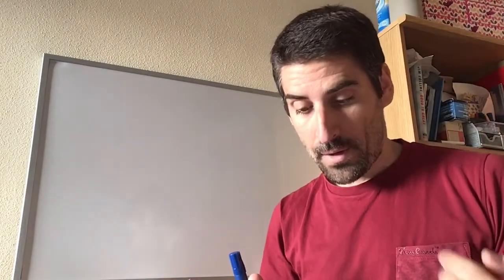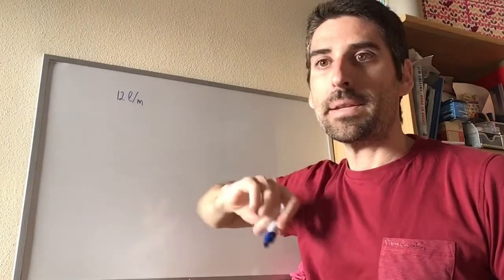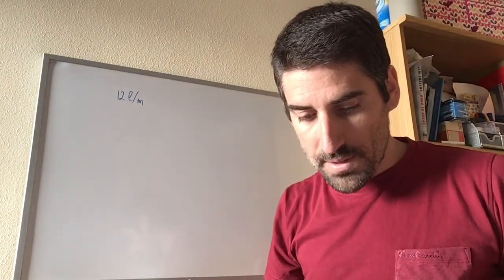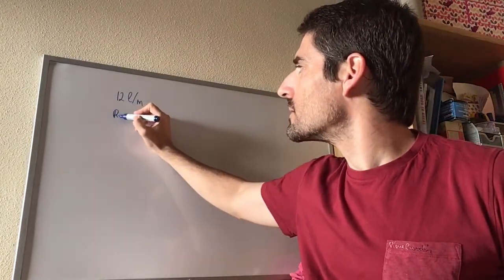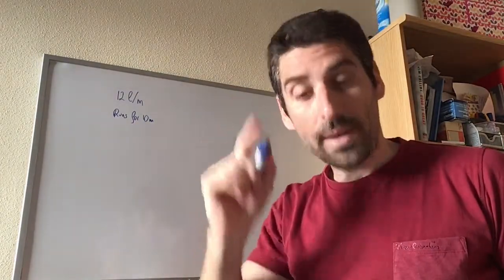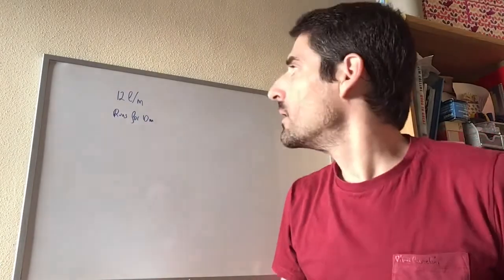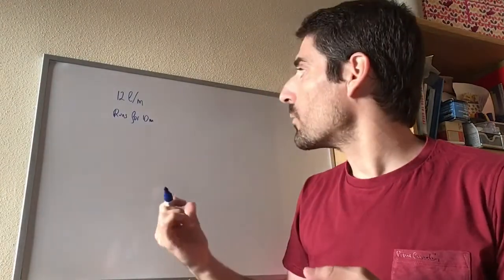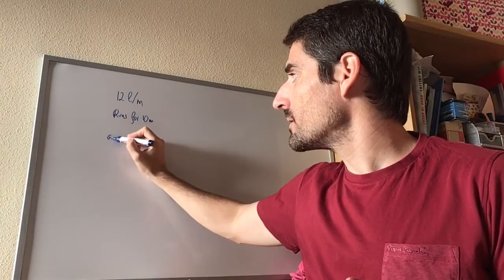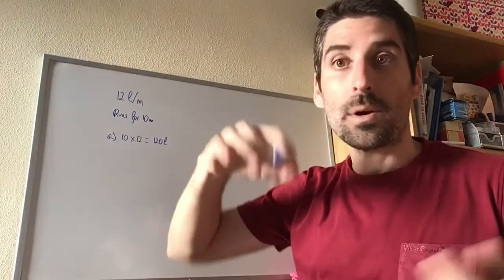Jenny runs a bath. The water from the tap fills the bath at a rate of 12 liters per minute. So we're filling the bath at 12 liters per minute. She runs the bath for 10 minutes. Question A. Work out the amount of water in the bath when Jenny has finished running it. Easy. If water is flowing at a rate of 12 liters per minute and we're running it for 10 minutes, the answer to part A is 10 multiplied by 12, 120 liters. So we have 120 liters.